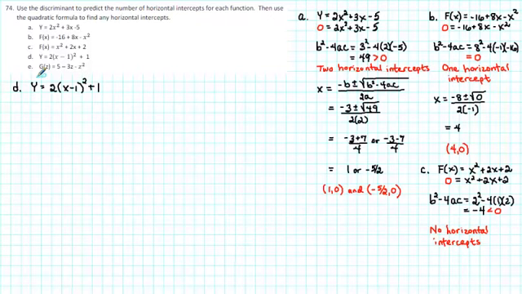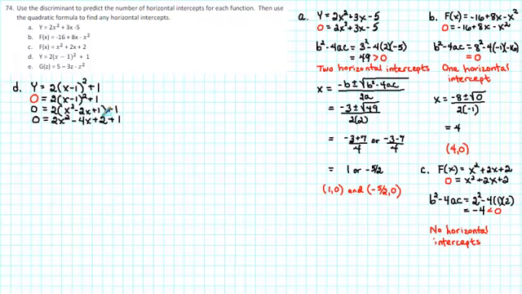For d, we have the quadratic function y is equal to 2 times the square of x minus 1 plus 1. To find the horizontal intercepts, we'll substitute 0 for y. In order to use the discriminant to predict the number of horizontal intercepts, we'll need to rewrite this quadratic equation in standard form. First of all, we'll square x minus 1. When we square x minus 1, we get x squared minus 2x plus 1. Next, we'll distribute 2 through the parentheses. We get 0 is equal to 2x squared minus 4x plus 2 plus 1.